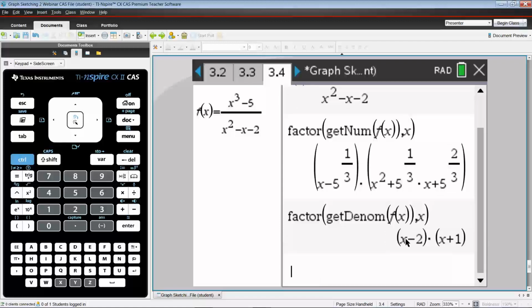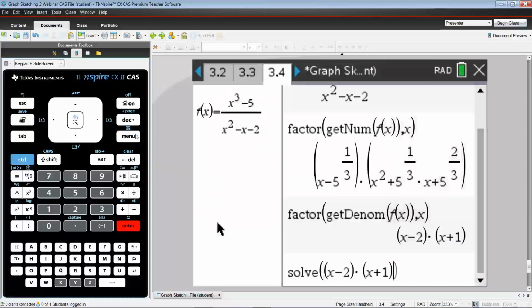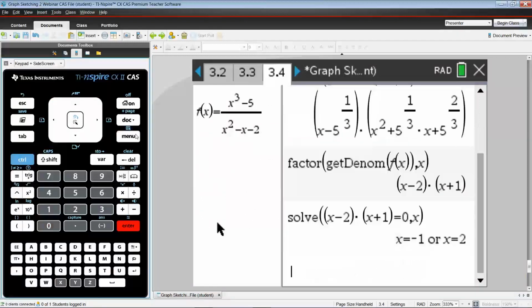So the vertical asymptotes will happen when the denominator equals 0. So menu 3, 1 for solve, and copy and paste that. The denominator equals 0, comma x, and there we go. So we get 2 vertical asymptotes at -1 or 2.